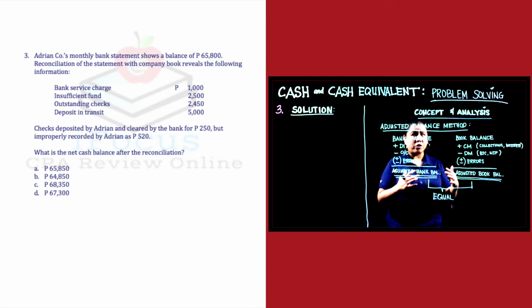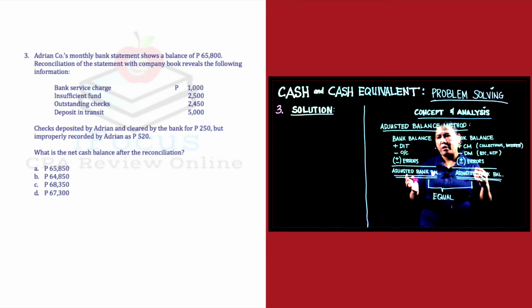Let's have an overview of our adjusted balance method. Sa adjusted balance method, nire-reconcile natin itong bank balance at saka book balance. And we reconcile these items to come out with our adjusted bank balance. This is actually our adjusted cash balance, okay, na ipapakita natin sa ating financial statements. Itong bank balance na ito, nanggagaling ito sa bank statement, alright? Itong book balance na ito, nanggagaling ito sa record ng company.